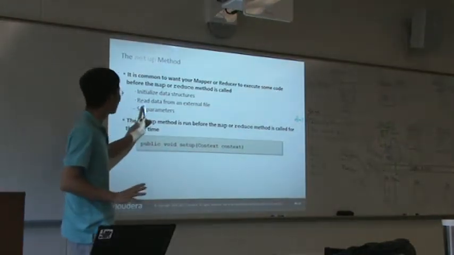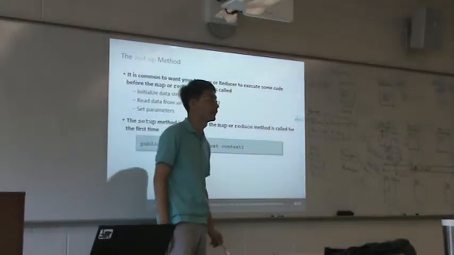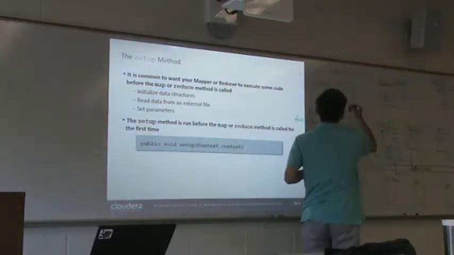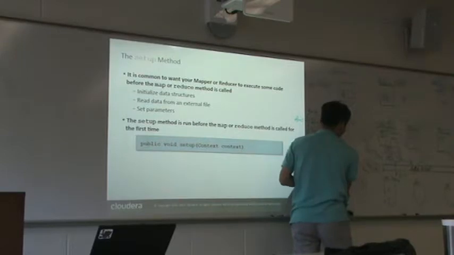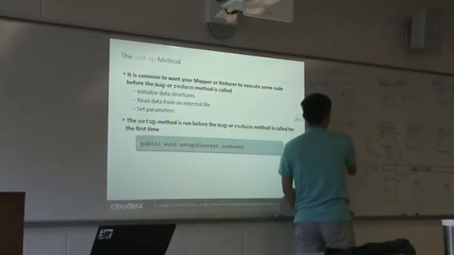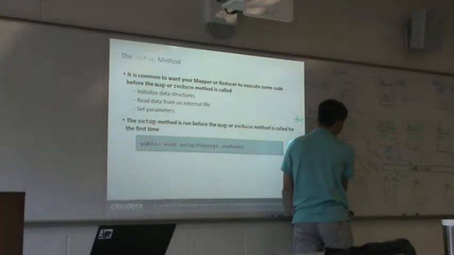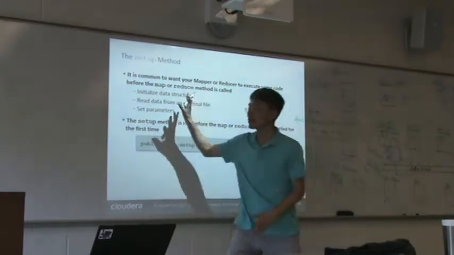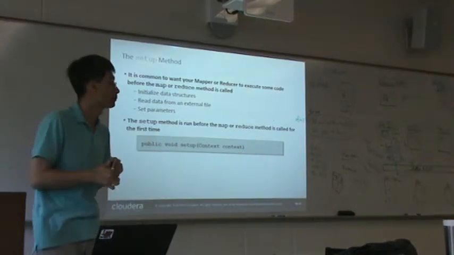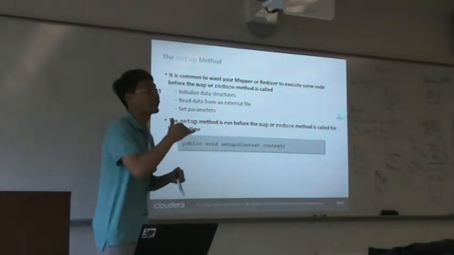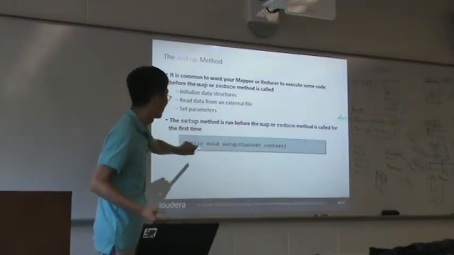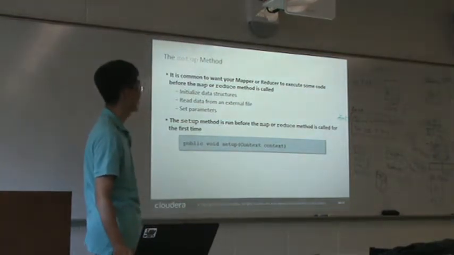For example, what does that mean? Reading data from an external file. I process this word count, and there is a lookup table in HDFS or a local file. So whenever you have such a lookup table, how can you specify it? You can use such a configure setup. Or some other data structure or object file you can specify in the setup method.